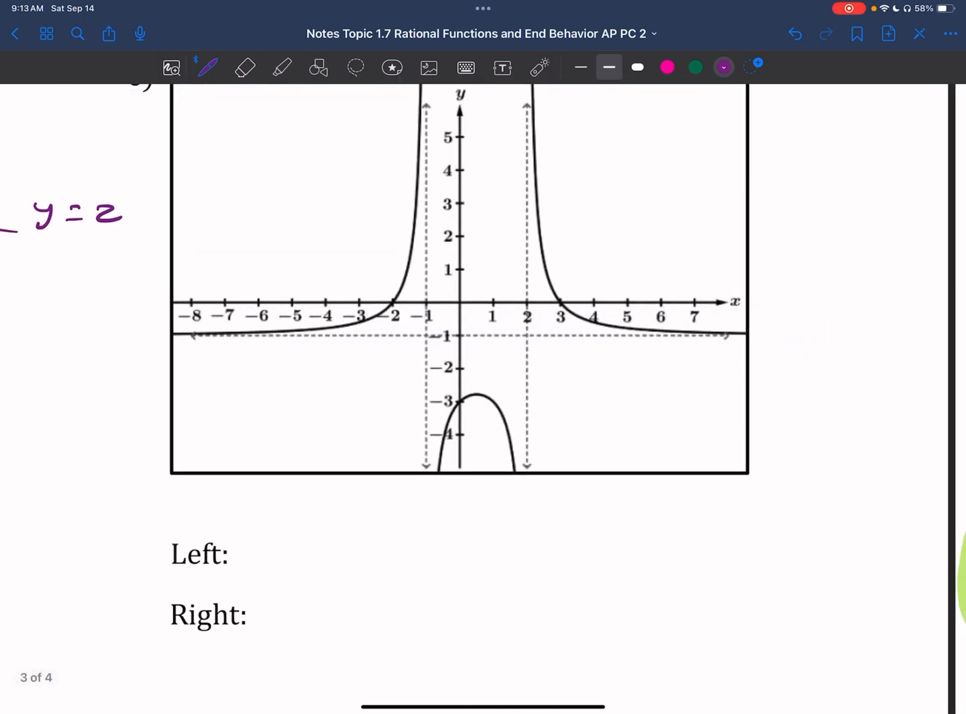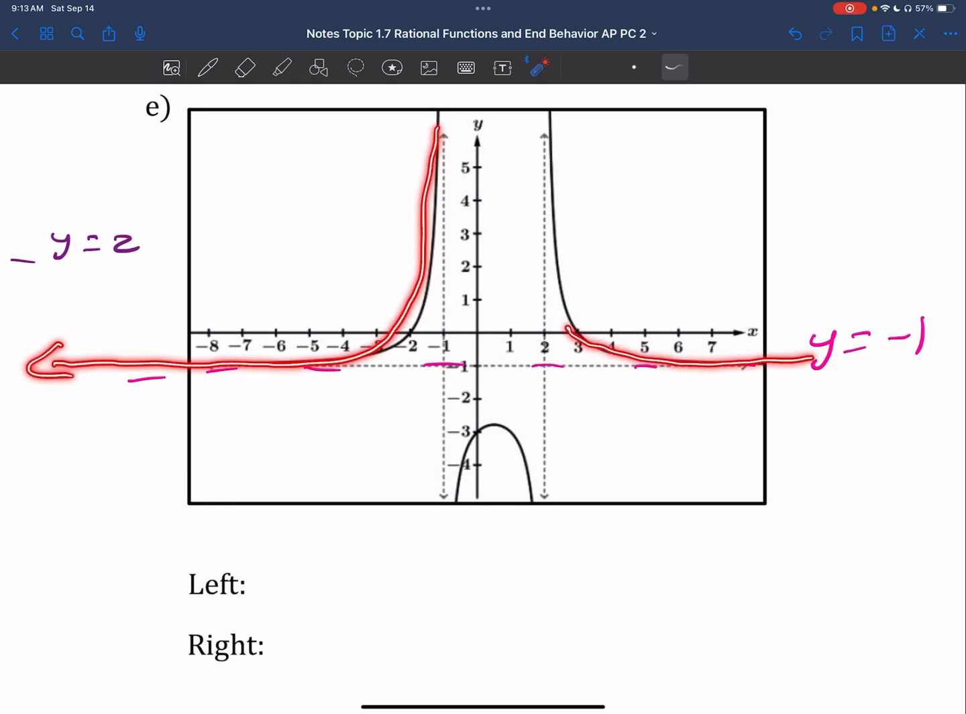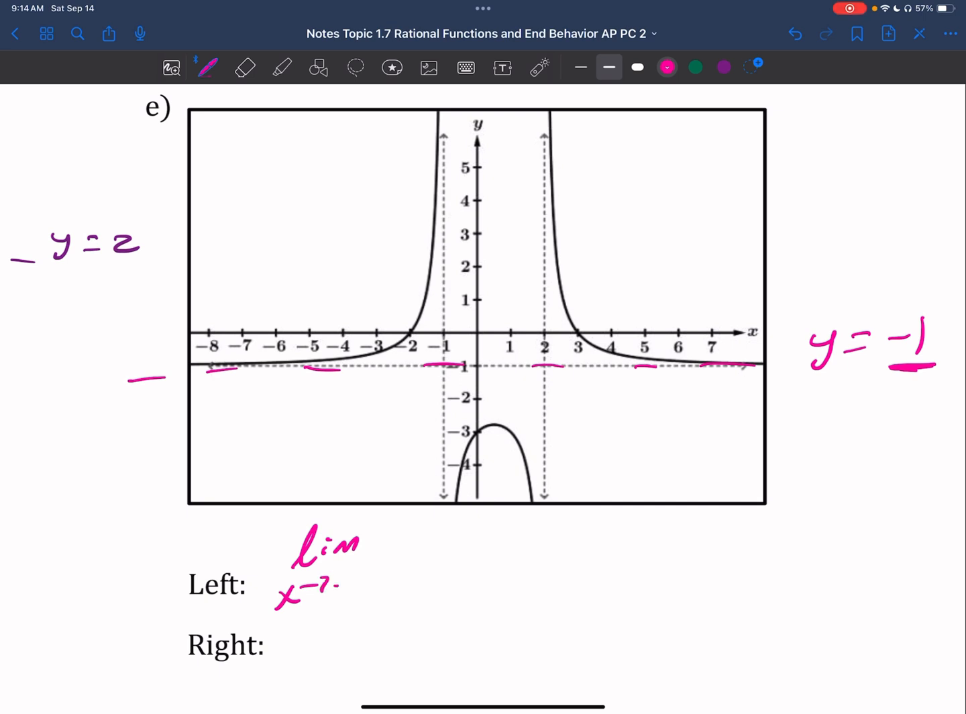Okay, looking at E, I have this function, and then I also have a horizontal asymptote here that I'm going to highlight, and it's going to be y equals negative 1. Again, I can see my graph is approaching at the far left the asymptote, and then same thing on the far right. So I know that my limit as x approaches positive and negative infinity will be equal to negative 1 in this case. So limit as x approaches negative infinity for f of x is equal to negative 1, and then the limit as x approaches positive infinity for f of x is going to be equal to negative 1 as well.